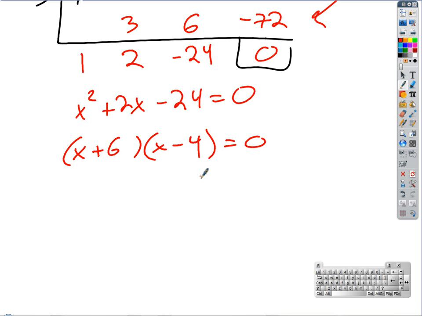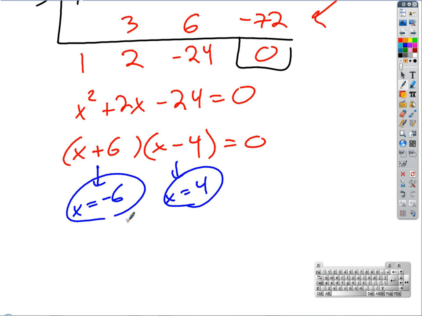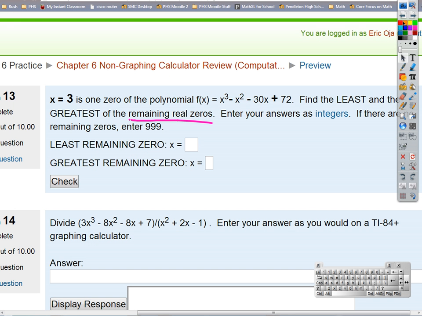Now if I set those equal to 0 and solve, if I set x plus 6 equal to 0, I get x equals negative 6. If I set x minus 4 equal to 0 and solve, x equals 4. So of the remaining two zeros, those are the answers, negative 6 and 4. So the least would be negative 6. The greatest would be positive 4. We got it.